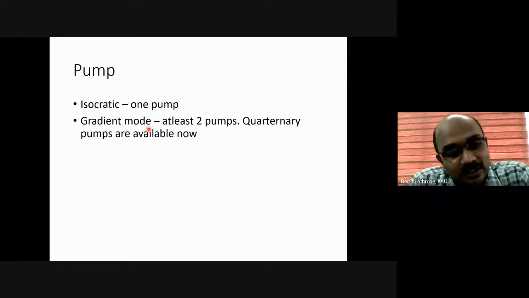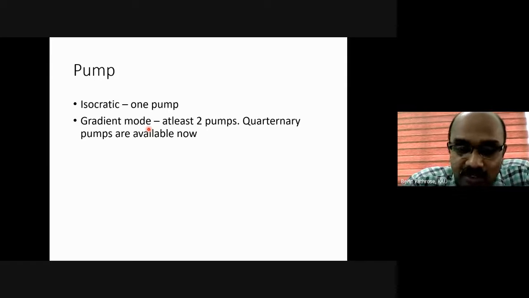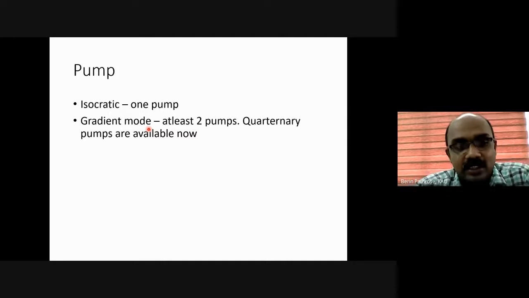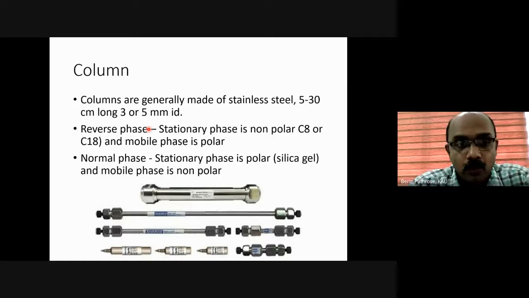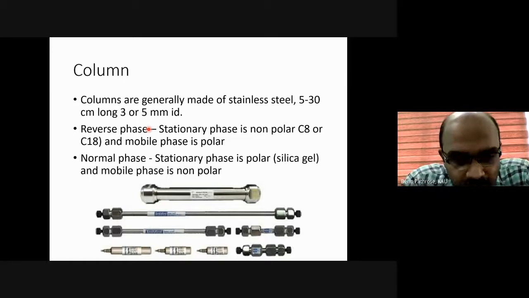Coming to the next, that is the solvent reservoir and pump also. If we have isocratic mode, only one pump is there. In gradient mode, a binary pump, binary HPLC means we will have two. Quaternary means four. Depending upon the HPLC system, we will vary the pump also.